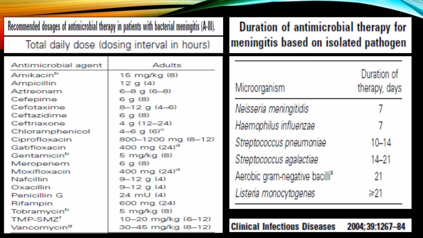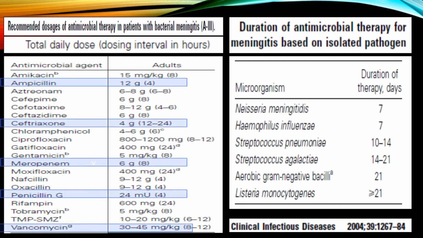About the duration, for Neisseria, 7 days is enough, and for gram-positive cocci it is about 10 to 14 days, and for gram-negative bacilli maybe more than 21 days, or 2 weeks or more. This is the dose for meningitis. You should check that some agents need an increased dose, more than the usual dose, to treat meningitis. Ceftriaxone is normally 2 grams once daily, but for meningitis it requires 2 grams every 12 hours.